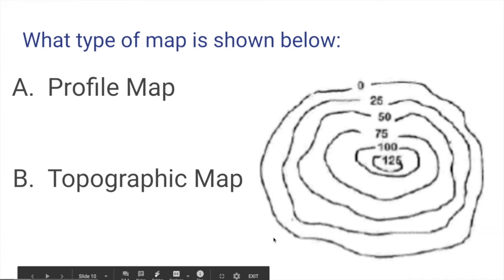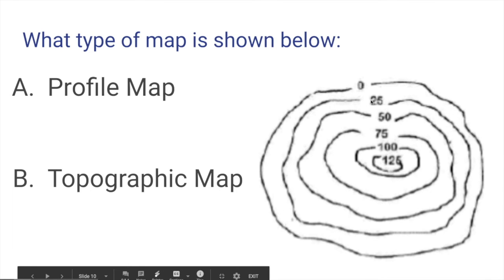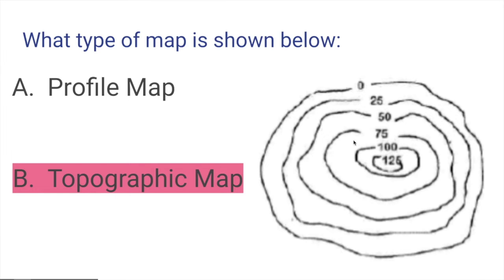Now we have another picture identification. What type of map does this picture show? Is it A, a profile map, or B, a topographic map? This picture shows a topographic map. Remember, topographic maps are 2D pictures with contour lines that show the shape, size, and elevation of different landforms.